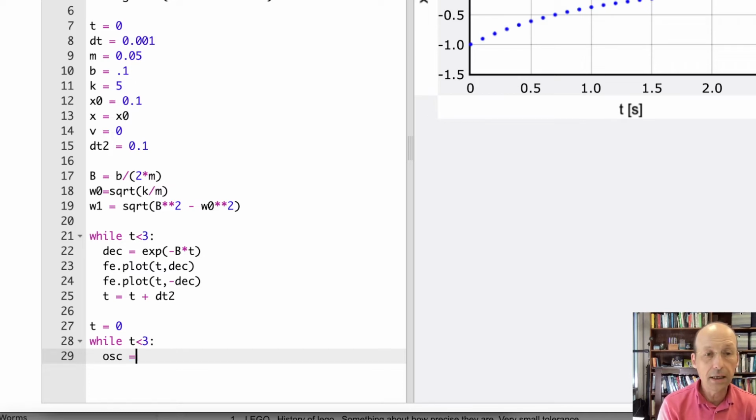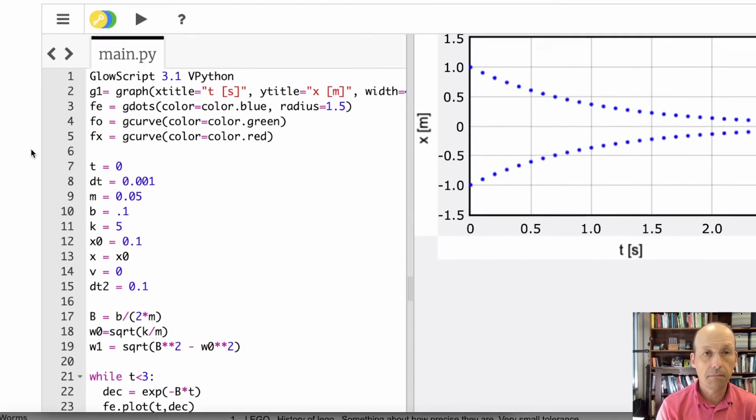Let's call it OSC equals x0 times cosine omega 1 times t. That's it. Now I'm going to plot that. What do I call it? FO dot plot t oscillation, and then add 1 to t. That's that. Okay, let's see what that looks like.